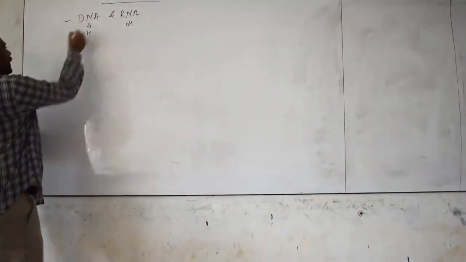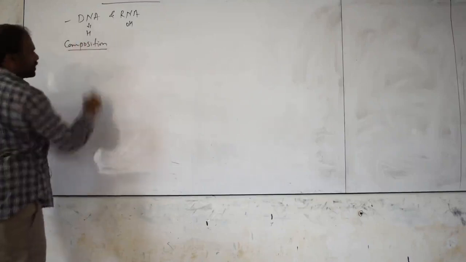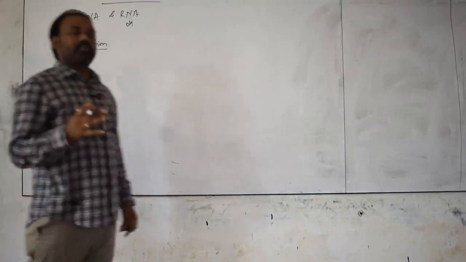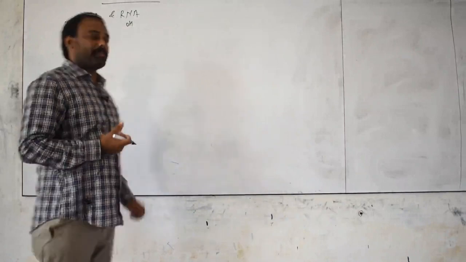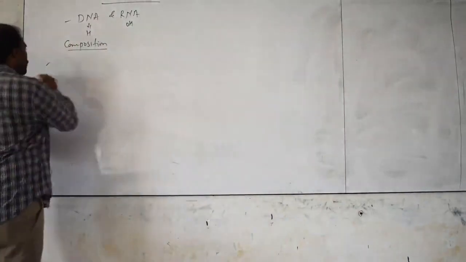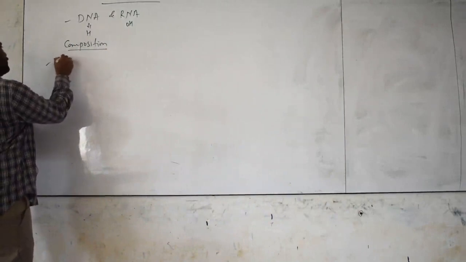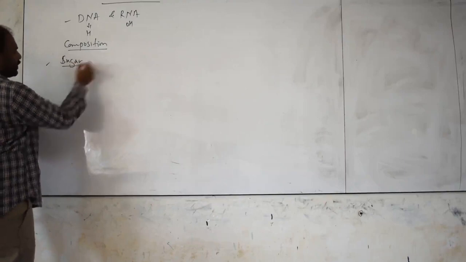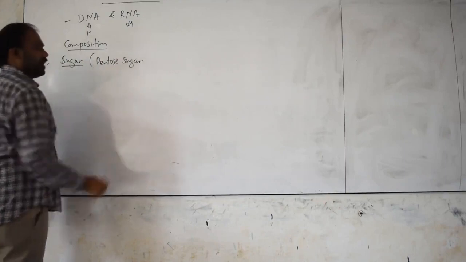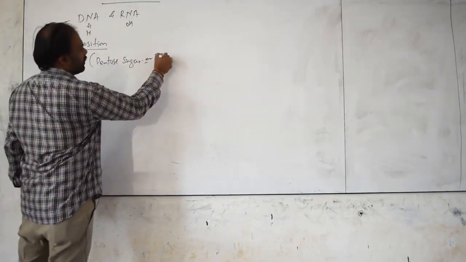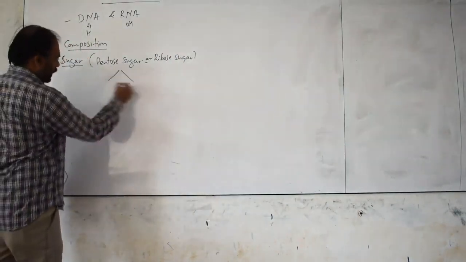Here we discussed what is important: the chemical composition of DNA and RNA. I mean, what are the different chemicals present in DNA and RNA. One is sugar. We can call it pentose sugar, also called ribose sugar. I told you yesterday, ribose sugar. So the structure will be like this.